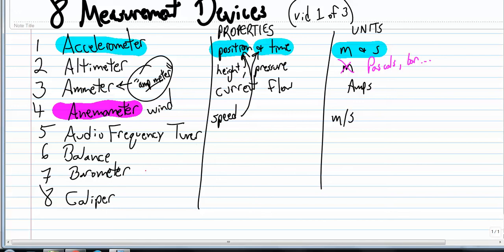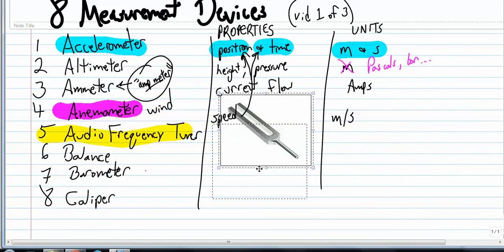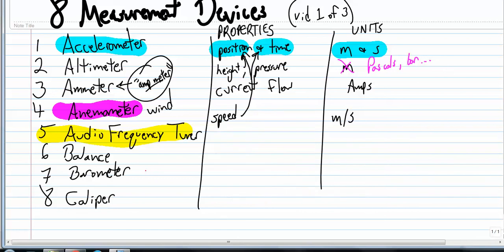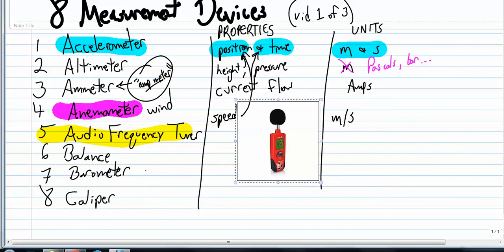An audio frequency tuner. What in the heck is that? Well, in the old days, if you wanted to know if your piano was playing the right note, what you would do is you would get somebody who knew how to use this device called a tuning fork, and they would be able to tell you if your piano was playing the proper notes when you hit the right key. Well, nowadays, we actually use more sophisticated devices. Here's a microphone on a little electronic doohickey.